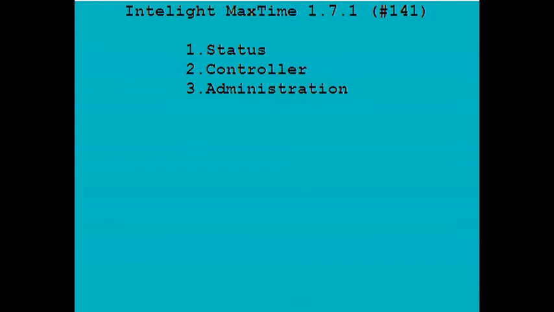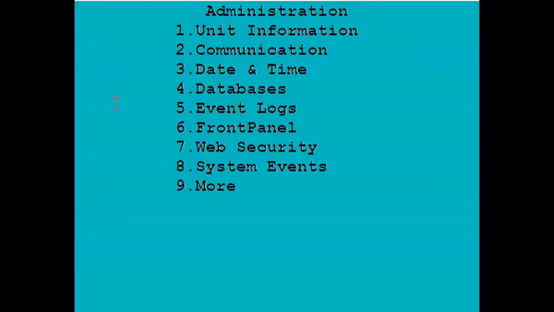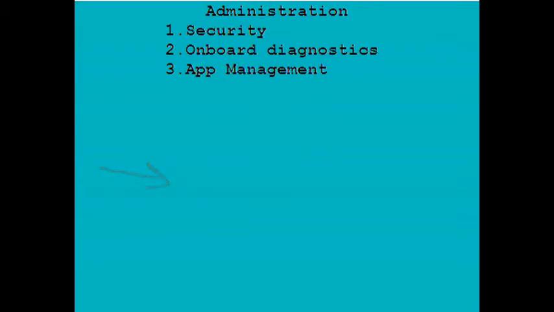The next step is to go into the controller. I'm doing it from the text UI, but you can reach it other ways. So we go into the front panel of the controller. We go to number 3 for administration. We go to 9 for more down here at the bottom. So we want to press from the main menu 3, 9. And then we're going to press number 3 for application management.